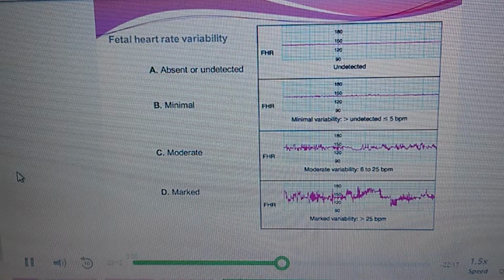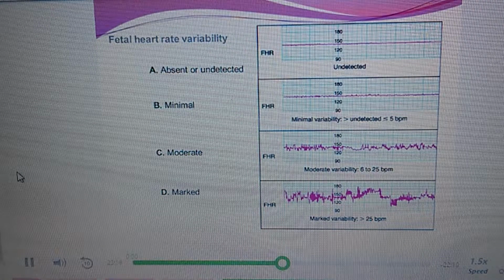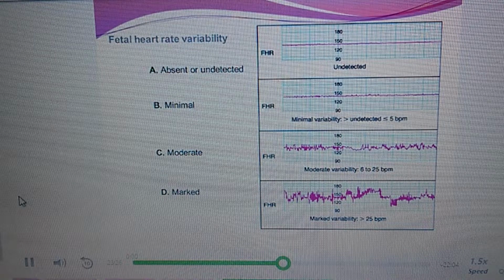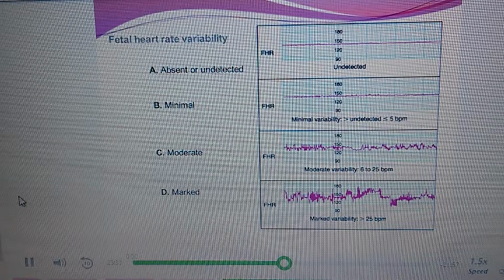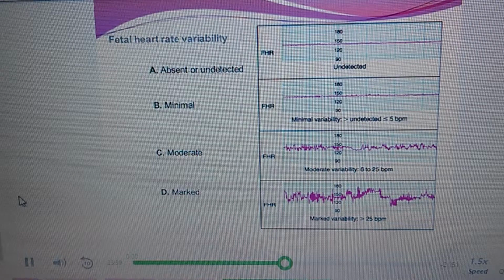So you really want to look at a baby and see your baby in the moderate area. Minimal is okay. It can be that the baby is just sleeping and decreased variability occurs, and that's okay. Continue to monitor. Absent is a sick baby, and marked could potentially be a baby that's compromised. Okay, so that's how you would monitor variability.